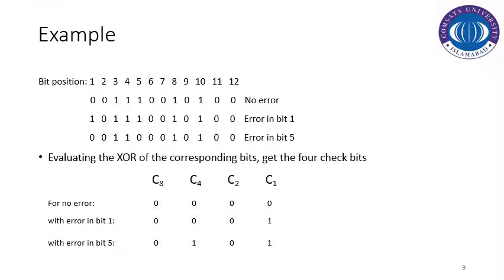So these are the bit placements of a 12-bit data, which contains 8 data bits and 4 parity bits. And if there is no error, then C1, C2, C4 and C8, if we compute them, are basically 0.